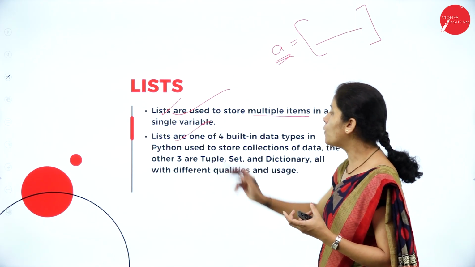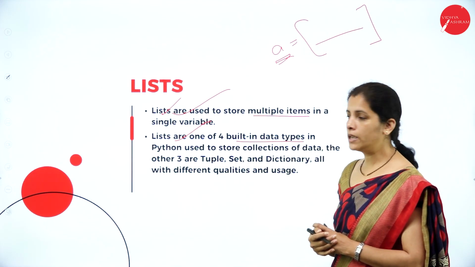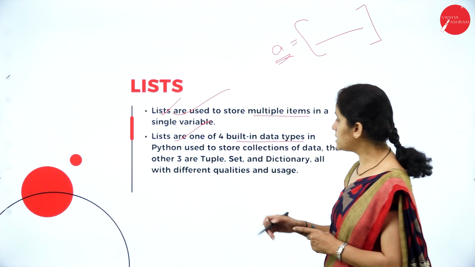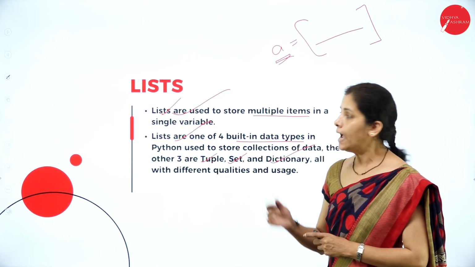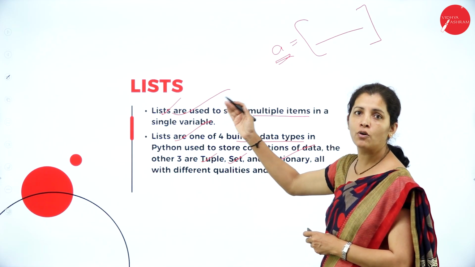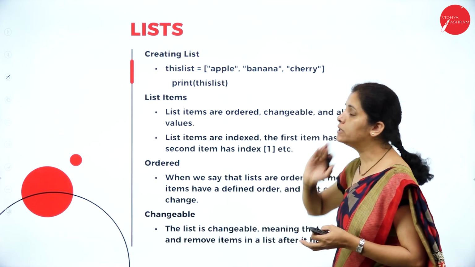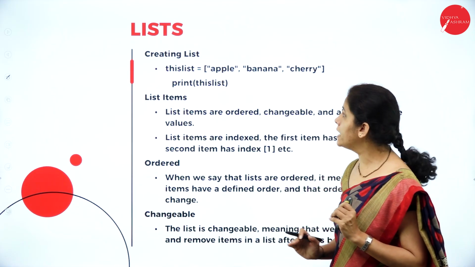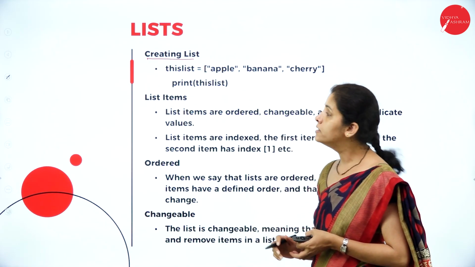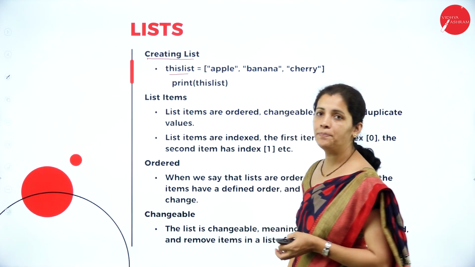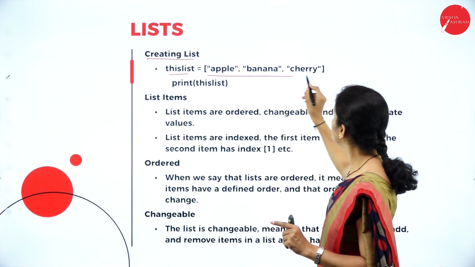So lists are one of the four built-in data types in Python. The other data types are tuple, set and dictionary. Along with that, list also falls under array collection. So dear students, let me discuss how I can create a list. So that is creating a list. So this is my list name. What's my list name here? This list. Okay, fine.